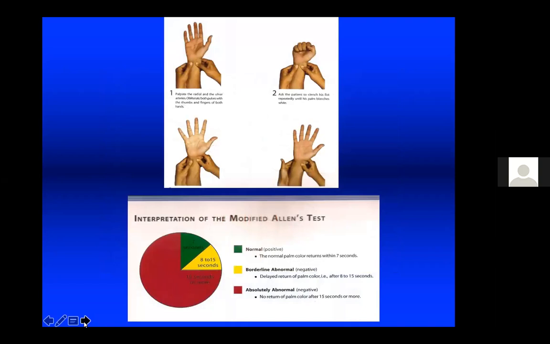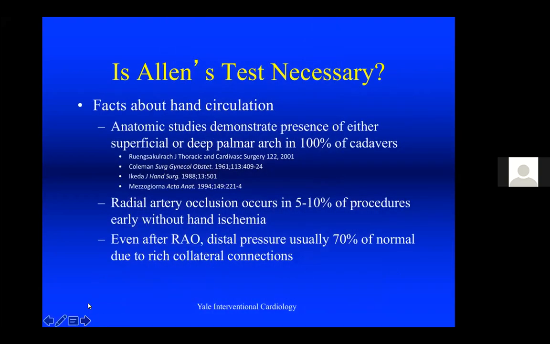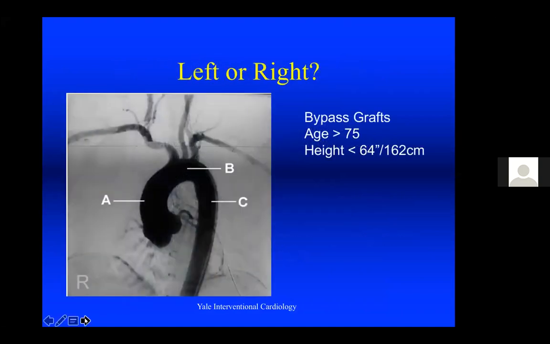The Allen's test was something that a lot of people talked about, and you may read about Allen's test prior to radial access. This idea that you need to assure connection between the radial and the ulnar is now pretty clearly a historical artifact. We really don't bother with checking Allen's tests anymore. And here's some of the data about that. It's really not necessary to check that integrity.